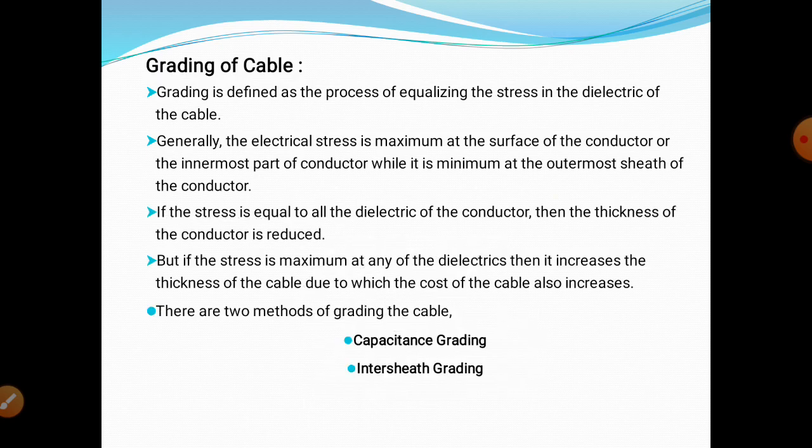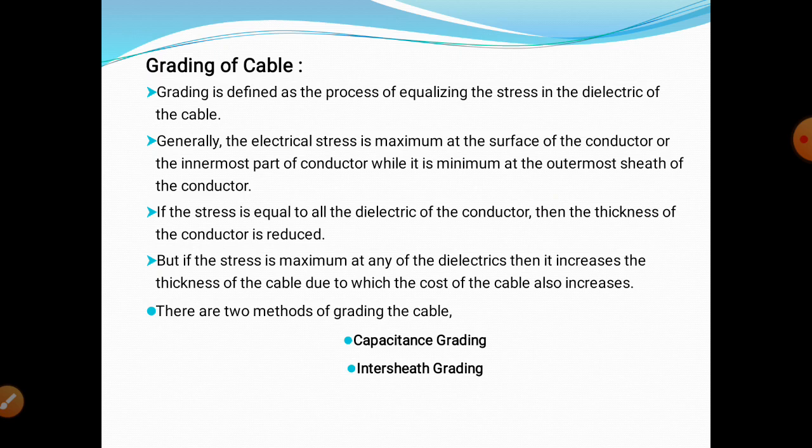Next one is grading of cable. It's a very important topic. The grading of cable is nothing but the process of achieving uniform electrostatic stress in the dielectric of cable, known as grading of cable. In grading we have two different types. First one is capacitance grading and next one is intersheath grading.